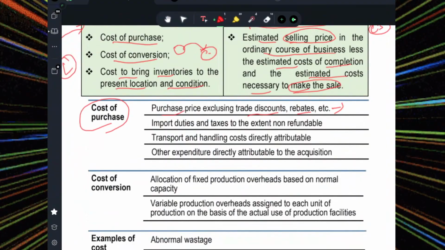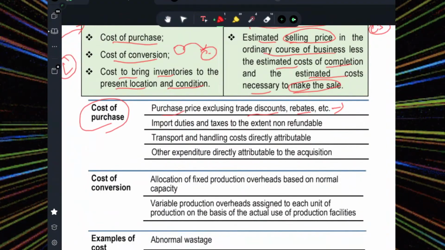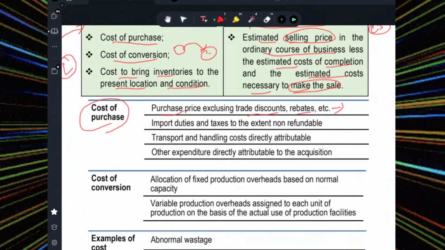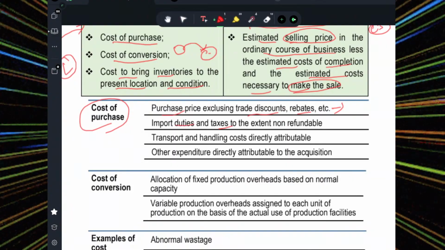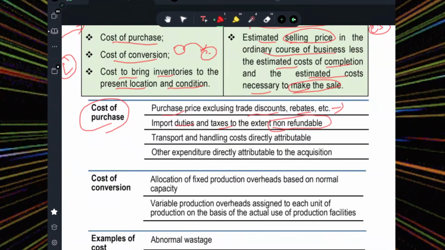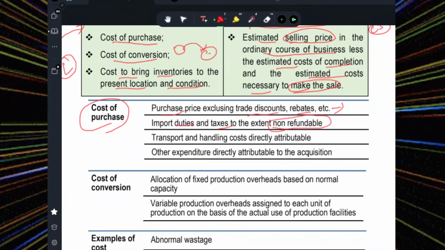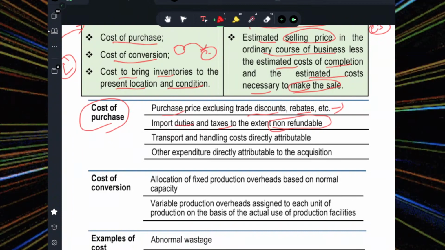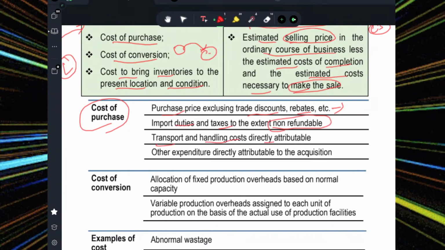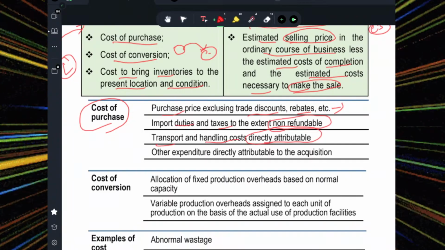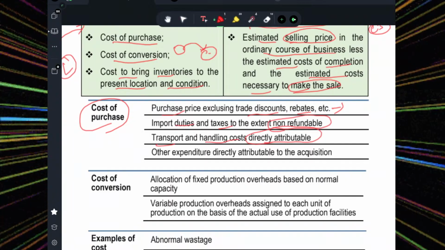So the purchase price should exclude the trade discount and the rebate; you should subtract them. Import duties and taxes you should add back to the extent they are non-refundable. GST, if you can claim input credit, you should not add it. But if you can't take input credit, then you can add that customs duty and cess you pay. Transport and handling costs directly attributable: you should be able to determine the transportation cost for these goods, and you can add it.